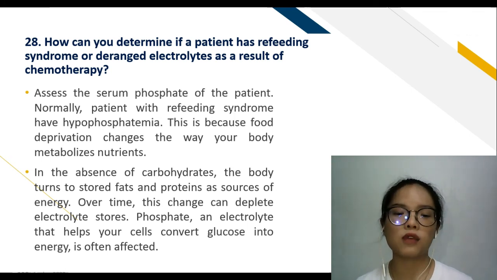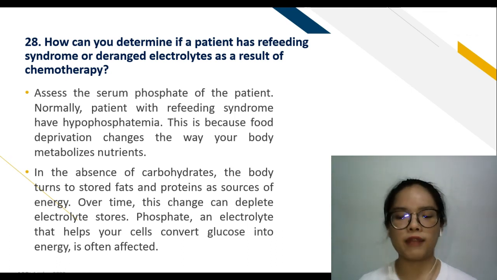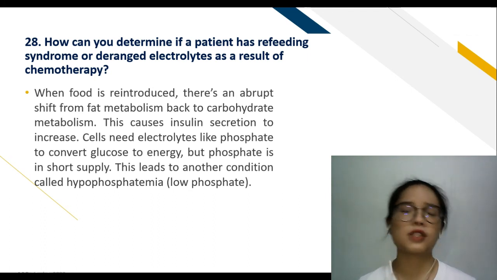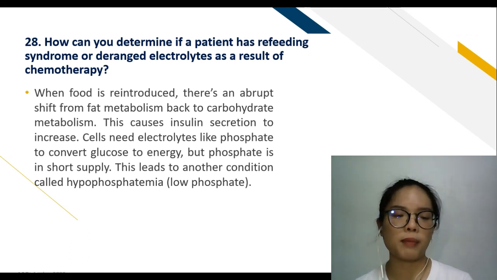In the absence of carbohydrates, the body uses the stored fats and proteins as a source of energy. Over time, it can deplete the electrolyte stores, especially phosphate. Because phosphate is needed to convert glucose into energy, it is often affected. When food is reintroduced, there is a shift from fat metabolism back to carbohydrate metabolism.